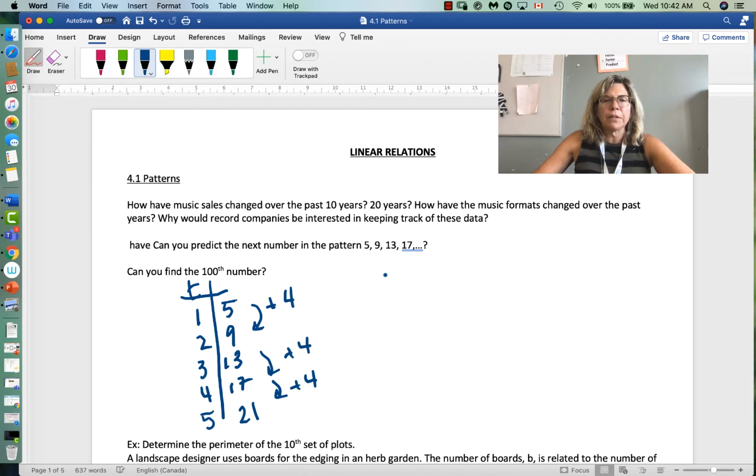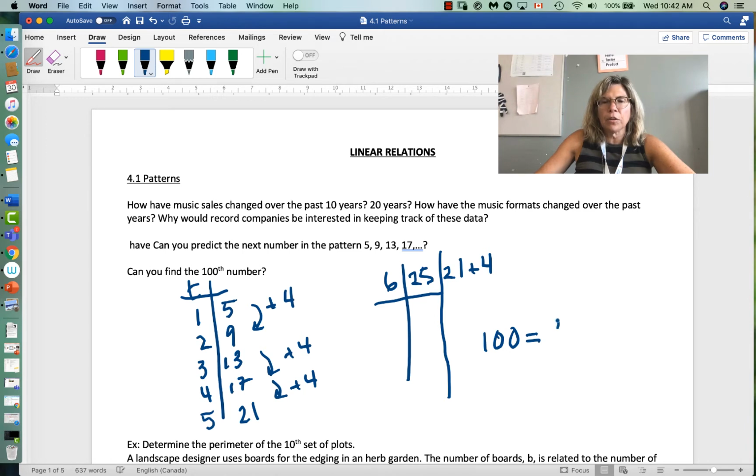And then if we wanted to find the 6th number, well, the 6th number is the value of the 5th number, which is 21 plus 4. So that equals 25. Okay, so in this way, then we can find the 100th term, because the 100th term is going to be the value of the 99th term, the value of this one, plus 4.